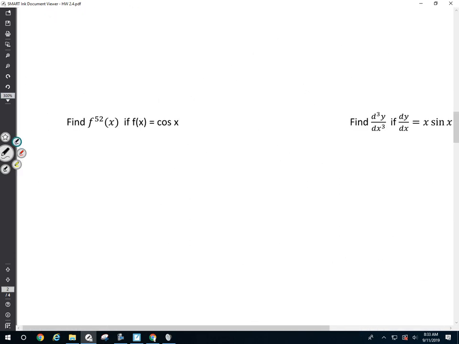Find the 52nd derivative if our function's cosine. Well, we're going to see a pattern if we start taking derivatives. First derivative is negative sine. Second derivative is negative cosine.